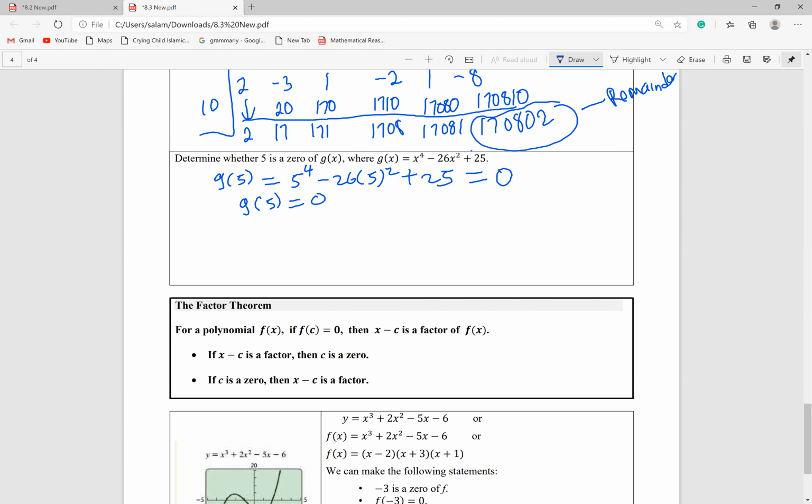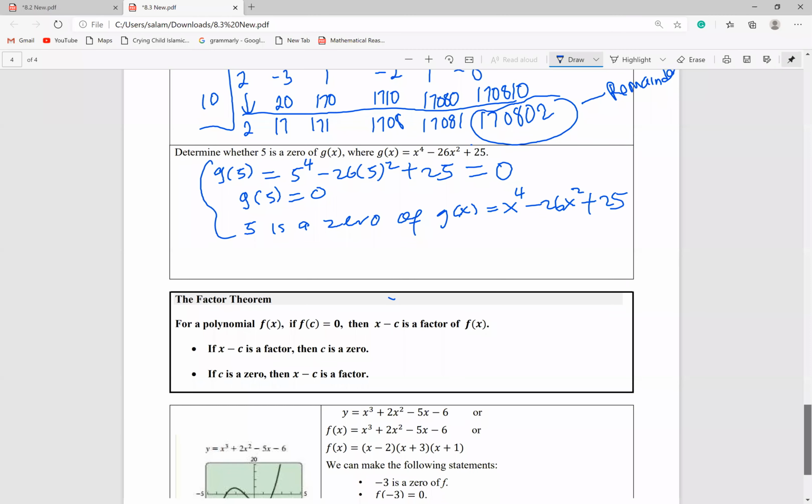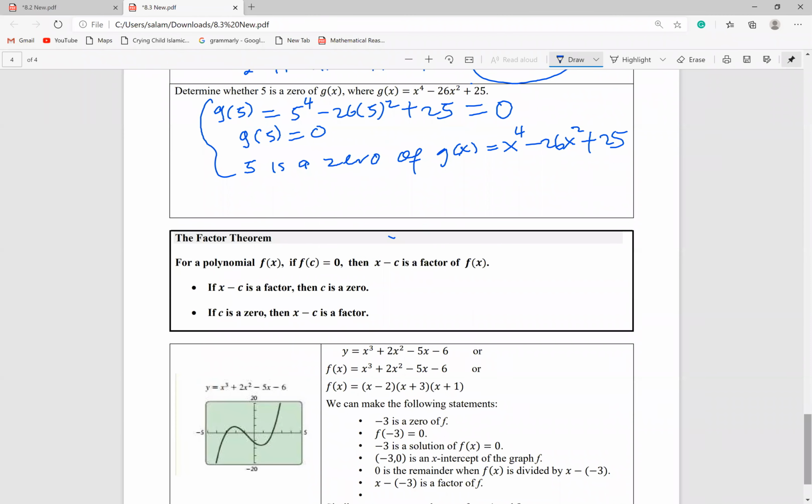And what does that tell us? That just tells us that 5 is a 0 of g of x equals x to the 4th minus 26x squared plus 25. Okay, that's exactly what I meant. So now we're going to come back here. Now let's try to look at what the factor theorem tells us. Okay, so now we have what we call the factor theorem.